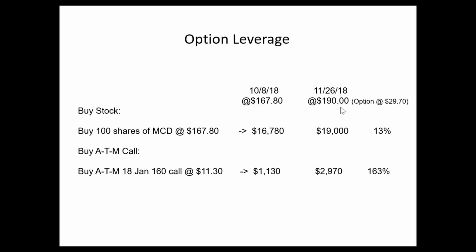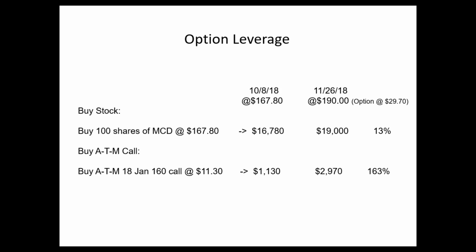The option on this date is 29.70. So 29.70 times 100 shares in a contract means that this is now worth $2,970. This is 163% of what you originally purchased. That shows you the leverage of options.